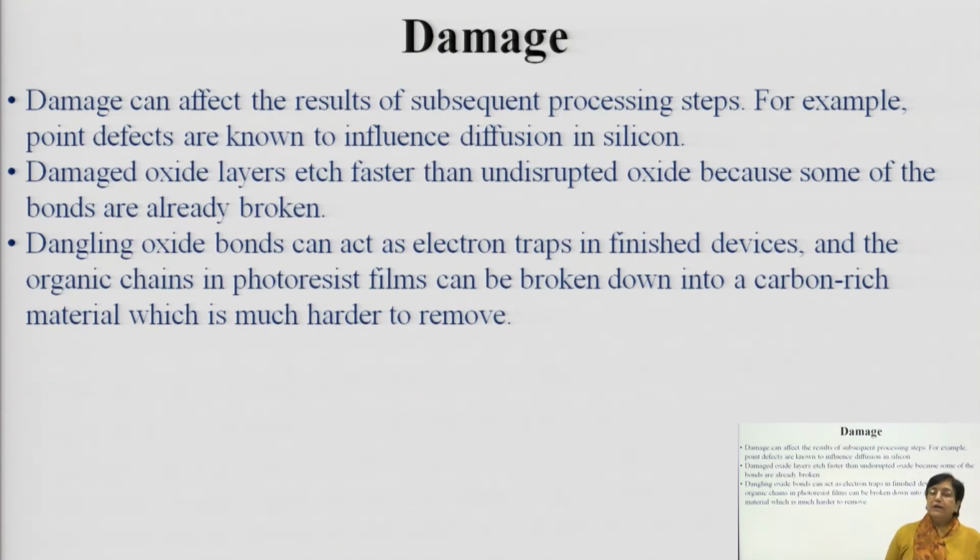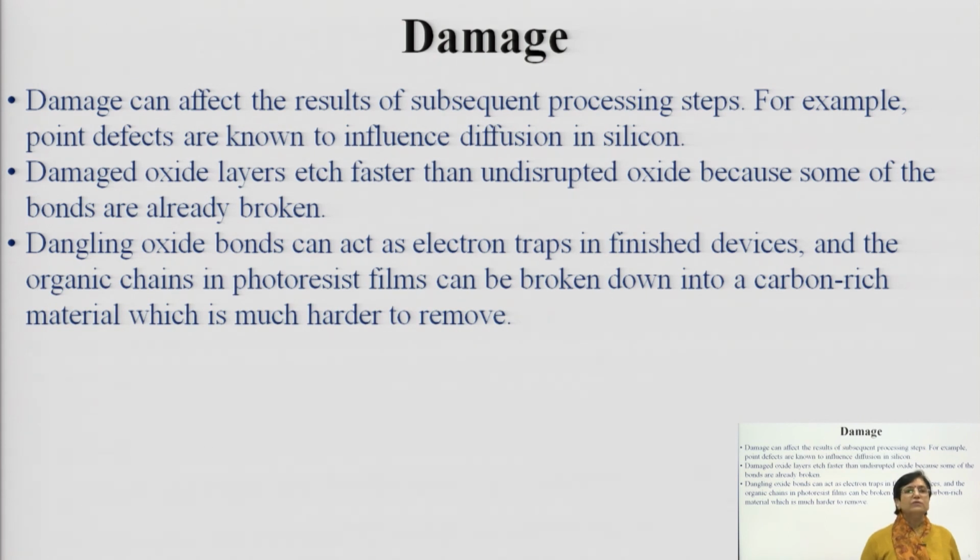Now, this damage, that is amorphization, can affect the subsequent processing steps also. For example, these point defects can influence diffusion which is already existing in silicon. The damaged oxide layers also get etched faster than the undisturbed oxide layer. If it is affected oxide, it will get etched away very fast, because some of the oxide bonds are already broken, so naturally it will get etched away very easily.